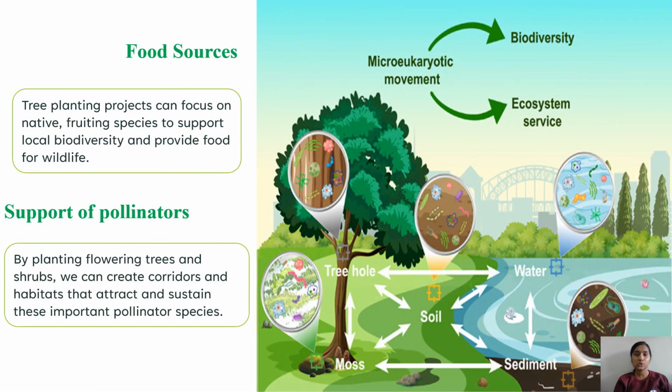Next one is food sources. Tree planting projects can focus on native fruiting species to support local biodiversity and provide food for wildlife. Support for pollinators: by planting flowering trees and shrubs, we can create corridors and habitats that attract and sustain these important pollinator species.